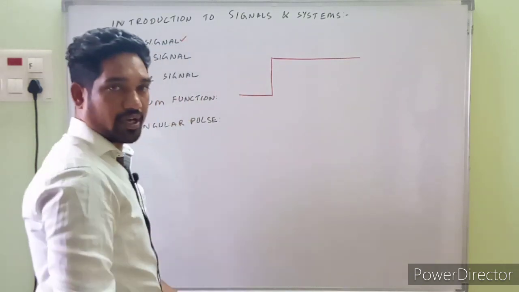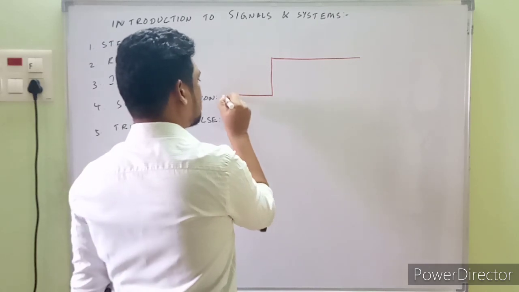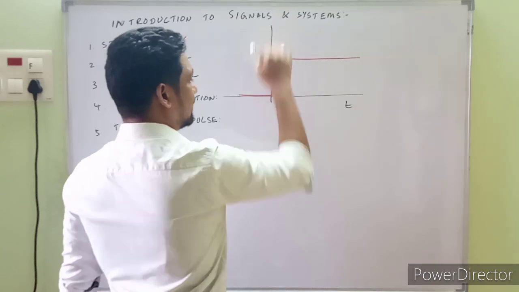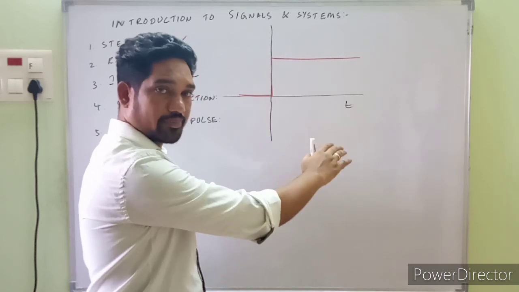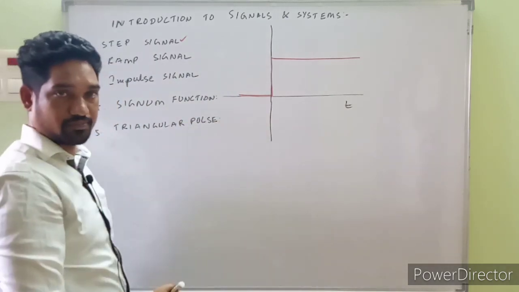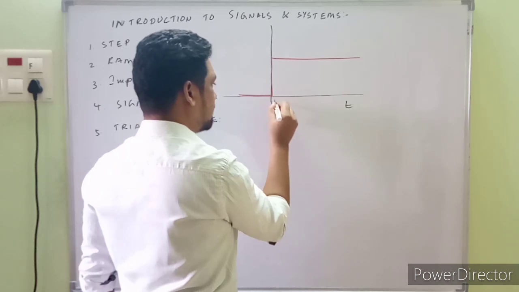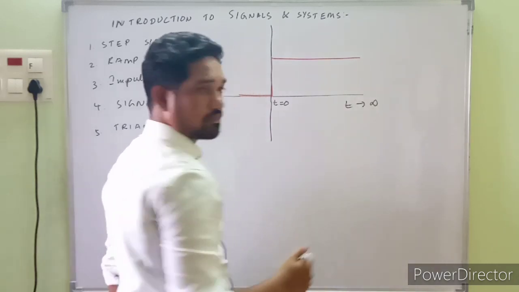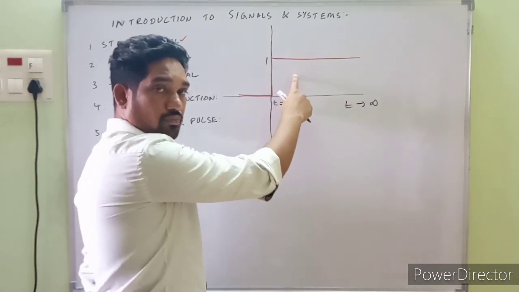What do we have on the x-axis and the y-axis? On the horizontal axis we have time, and on the vertical axis we have the amplitude of the signal. Remember this for all these signals. This function commences from t equal to 0 and goes on as t tends to infinity. And if the amplitude is one, it's a unit step function.